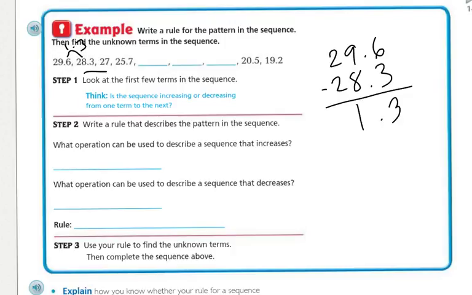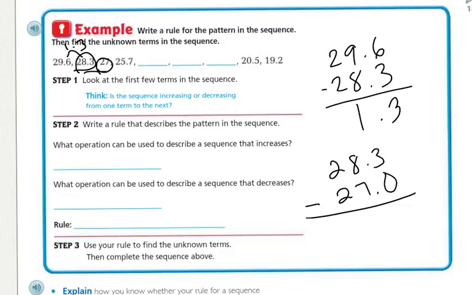So let's see if that pattern continues. The next number is 28.3 and 27. Remember, I line up my decimals. When it's a whole number, the decimal is kind of an imaginary one here, and I can add my 0 at the end and it won't change the problem. So I have 3 minus 0, which is 3. I have 8 from 7, which is 1, and I put my decimal. So it's still working. It's 1.3 less than the number before that.